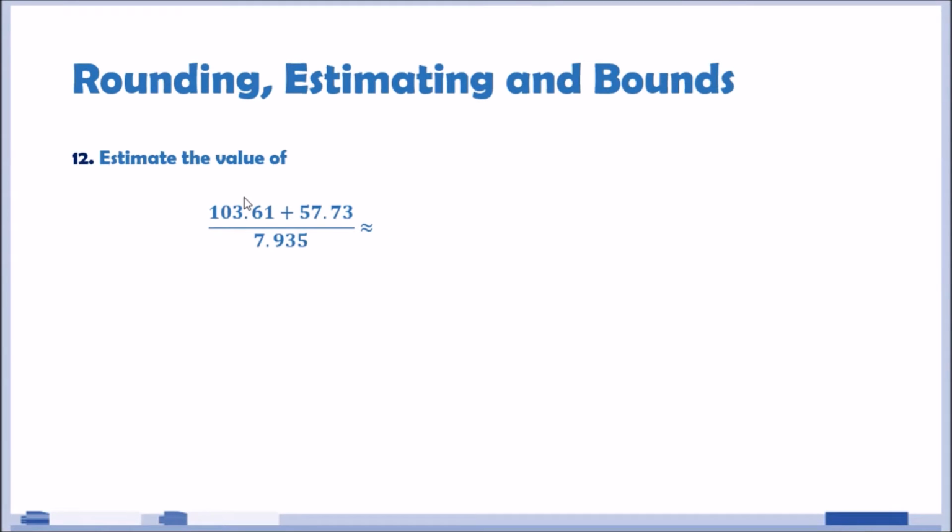Here we are, rounding, estimating, and bounds. So number 12, estimating the value of this fraction. Well, for estimation, we should usually round to either 1 or 2 significant figures. The whole purpose is that instead of actually working this out, we can pick appropriate numbers that will satisfy this and still make sense. Hence the curly equal sign. Well, let's try this out.